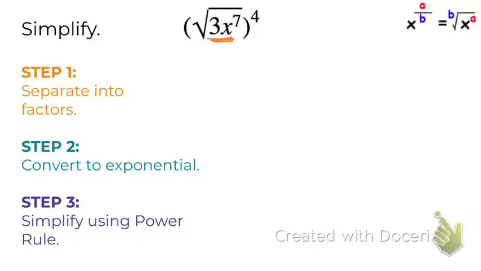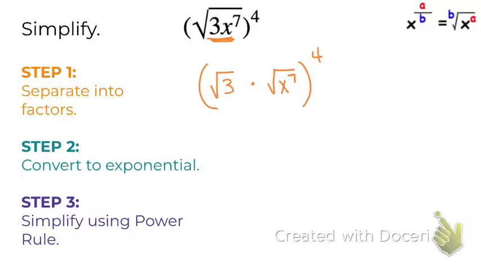So I'm going to put the 3 under its own radical symbol, and I'm going to put x to the 7th under its own radical symbol. And all of that is raised to the 4th power. Now I'm going to look at each of those factors and convert it into exponential form.